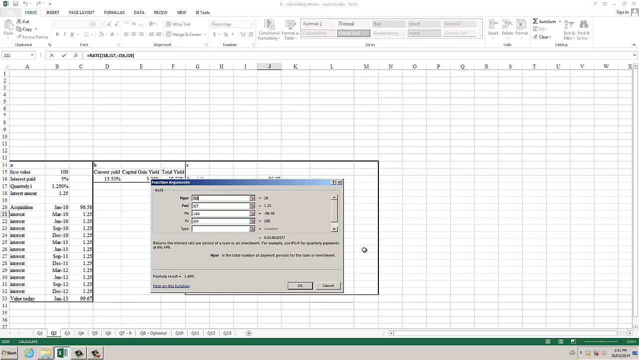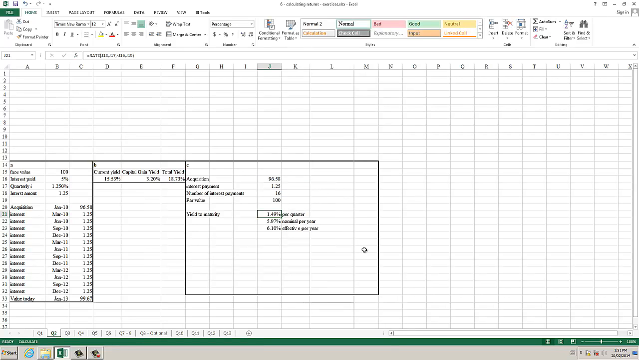Number of periods, we have 16 periods. Payment, $1.25. Our present value, $96.58. That's the value we have today. At the end of these 16 periods, we're going to get $100. What is the rate that this generates? 1.49. What we have to remember here is that these are quarters. Our payments are quarterly, so my rate here is quarterly. I can multiply it by 4 to come up to my nominal rate per year, and then find the effective using my nominal rate per year, 4 periods of compounding, to figure out that my effective rate is 6.1.